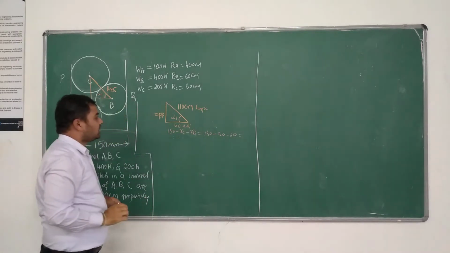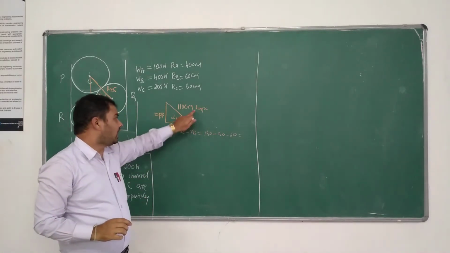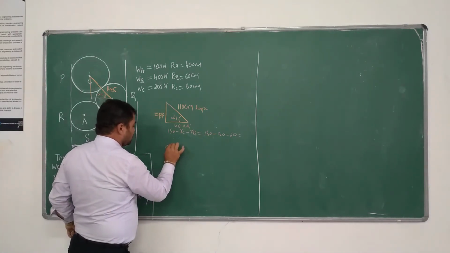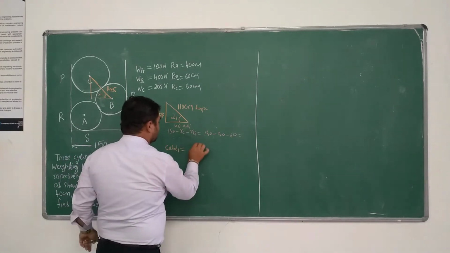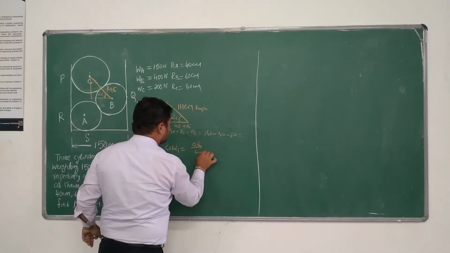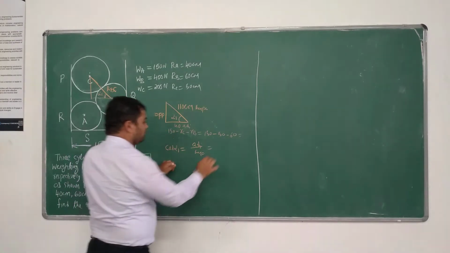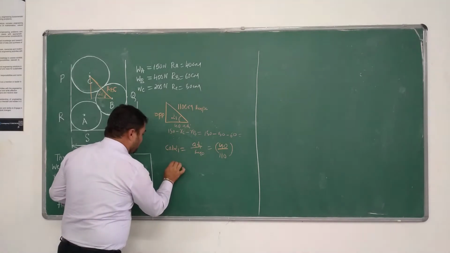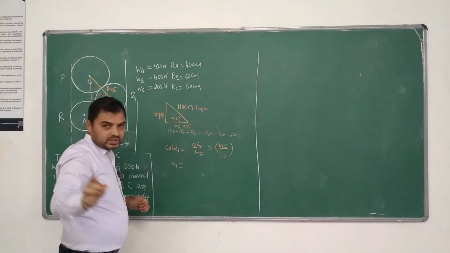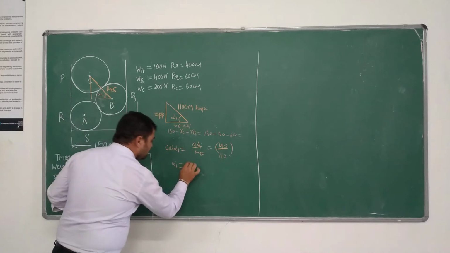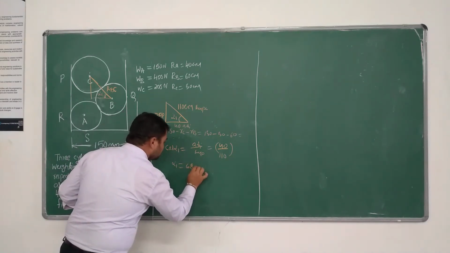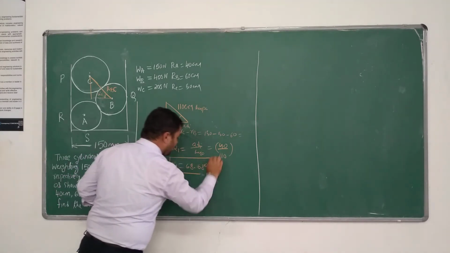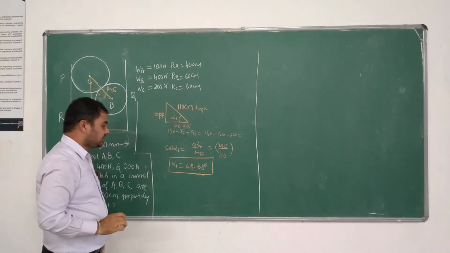Now define the trigonometric function which relates the adjacent side to the hypotenuse. So we can define cos alpha 1 equal to the adjacent side divided by the hypotenuse. Adjacent we know is 40, divided by 110. Therefore the value of alpha 1 works out to be 68.68 degrees.